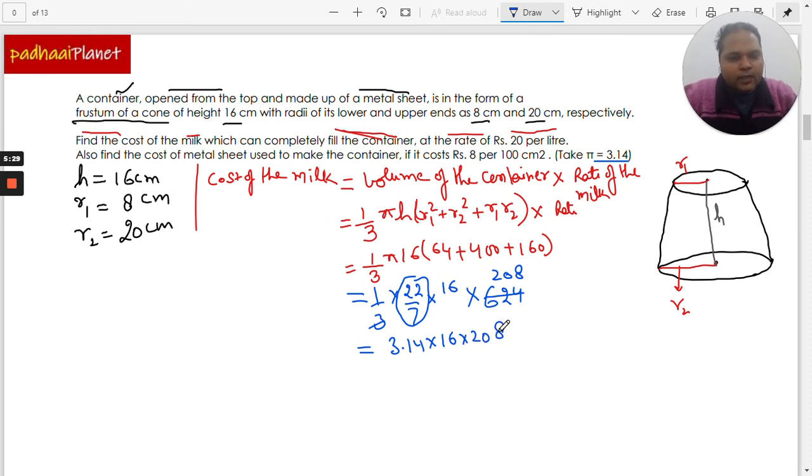Now let's calculate this. We'll have to take the help of the calculator to find the value. So this is 3.14 multiplied by 16 multiplied by 208, and that's like 10,449.